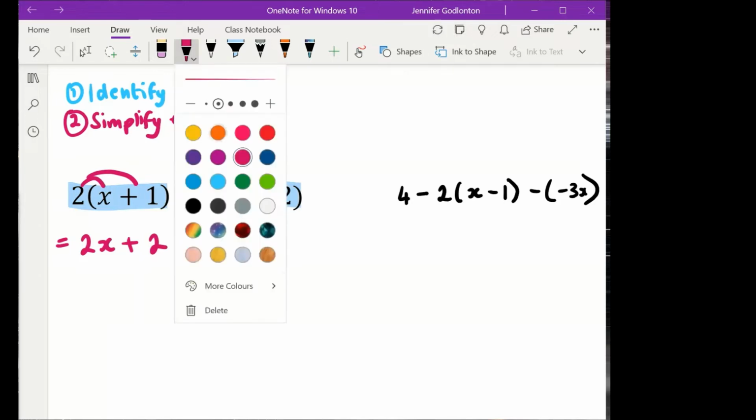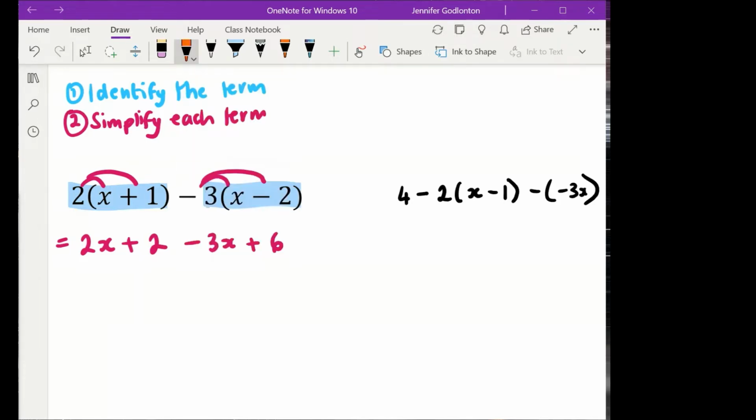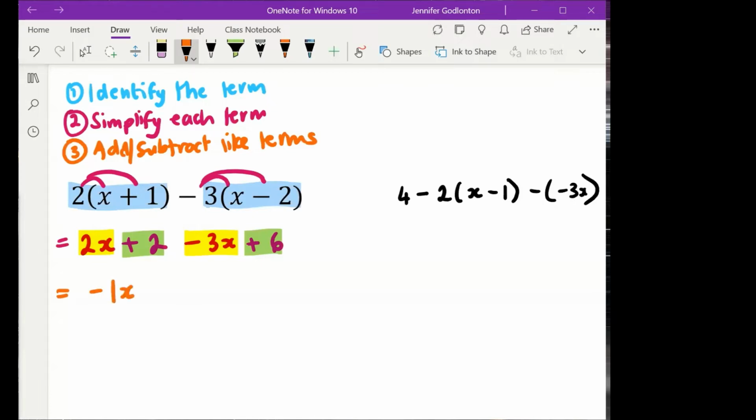Then, after we've done that, the third thing we're wanting to do is we want to simplify our whole expression. So we want to add or subtract like terms. Okay. And like terms have to have the same exponent and the same variables. So if we have a look at this, we've got 2x minus 3x, and we have got 2 and 6. Okay, so 2x minus 3x is going to be negative 1x, and 2 plus 6 is going to be positive 8. Okay.